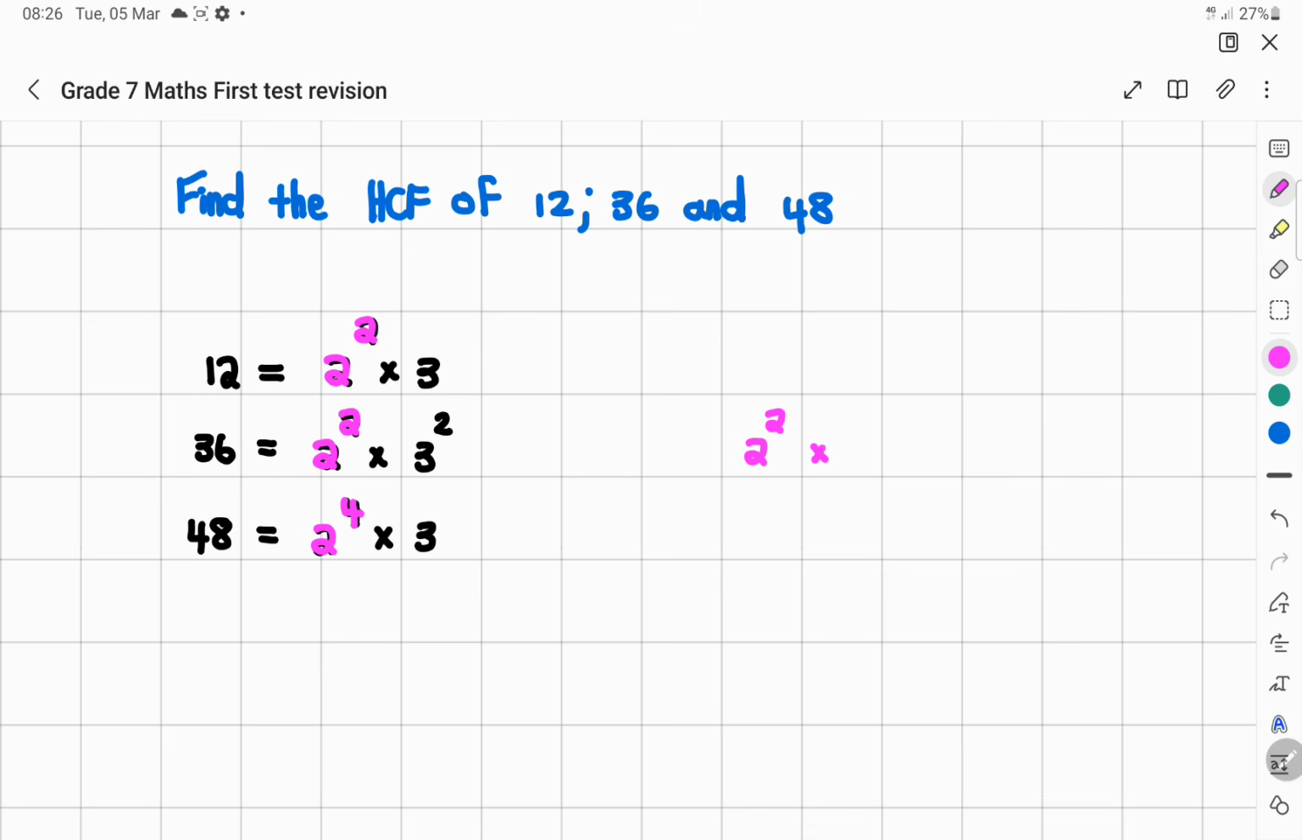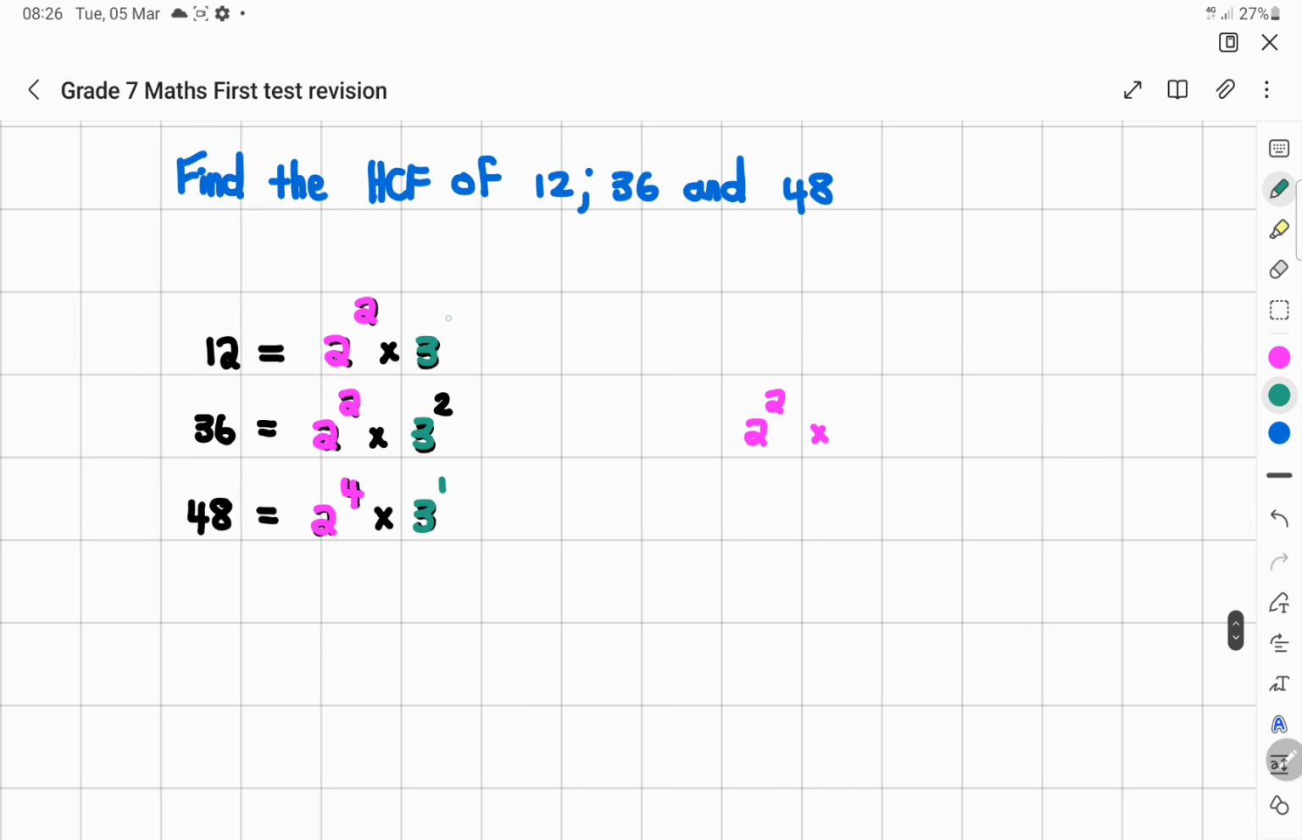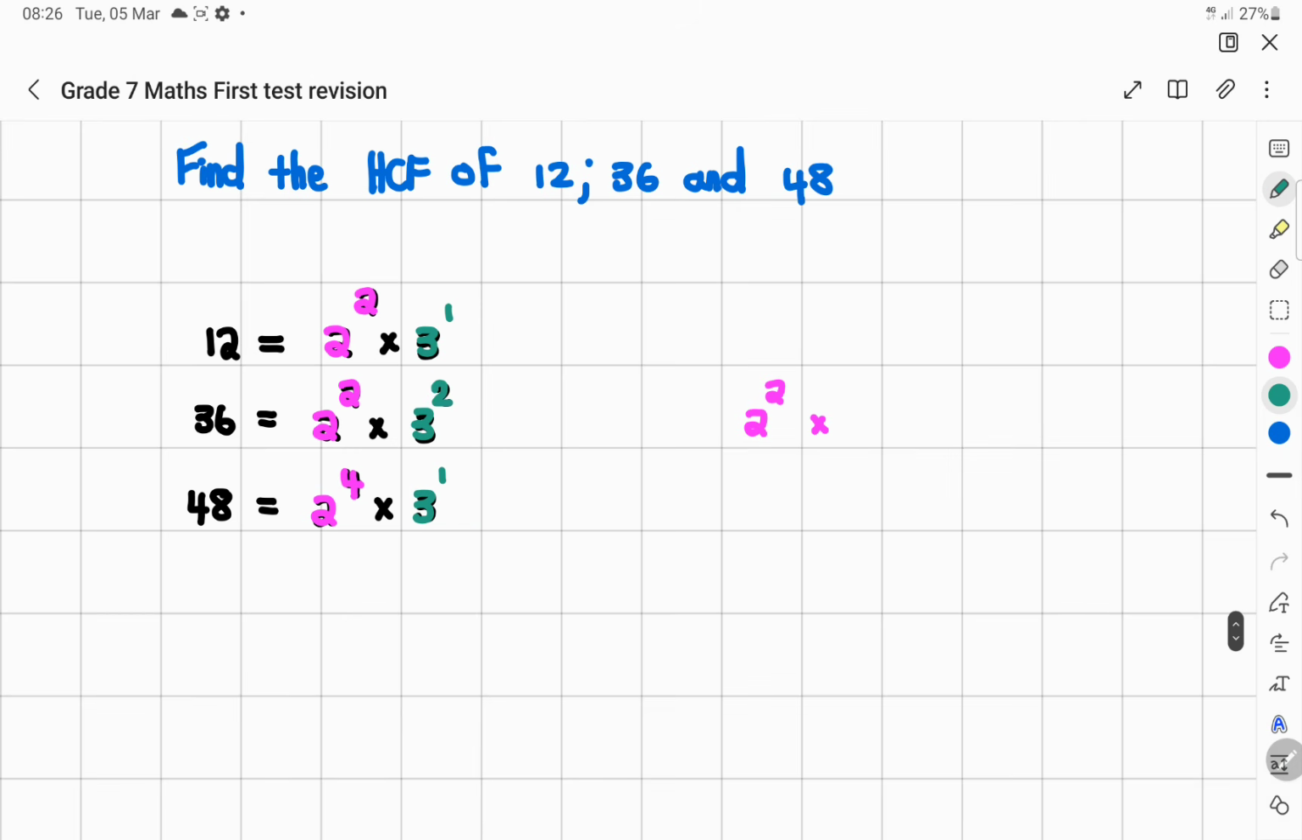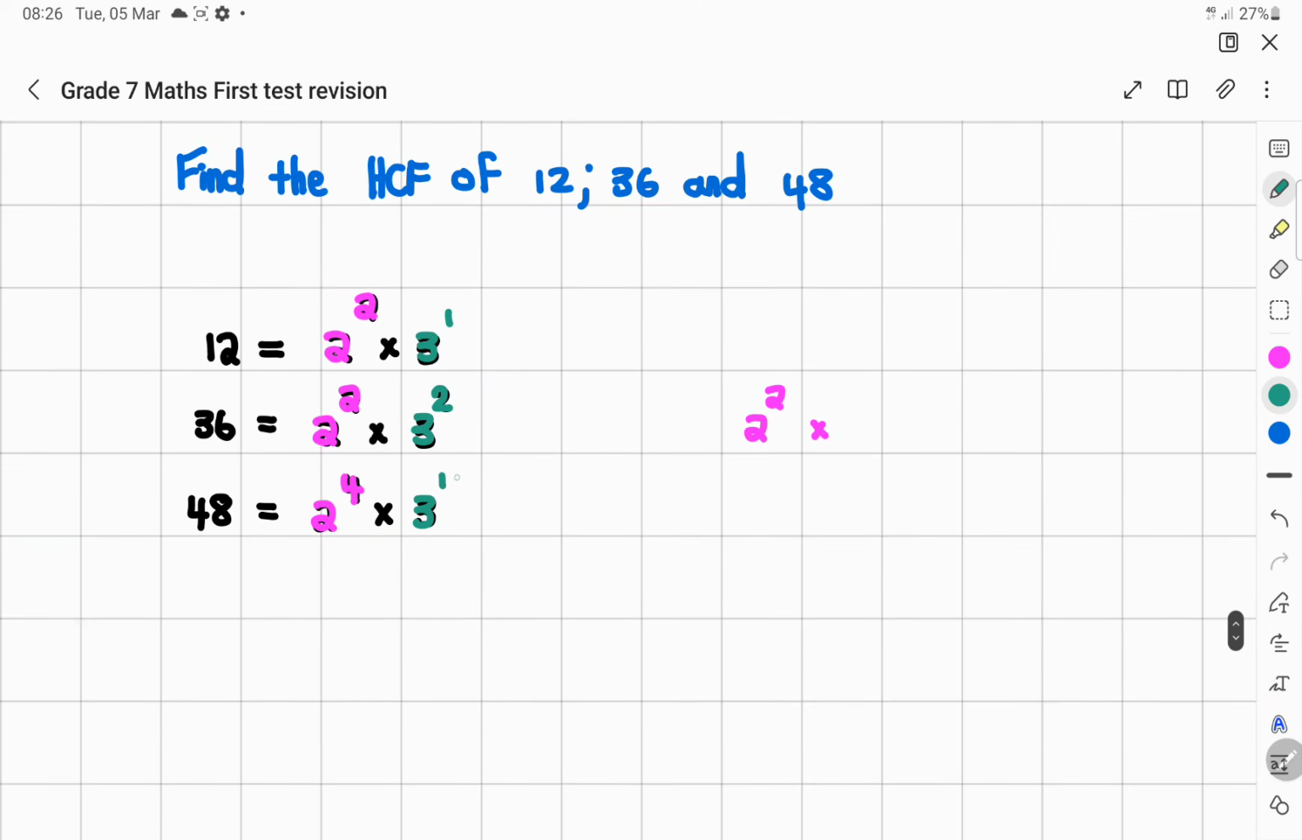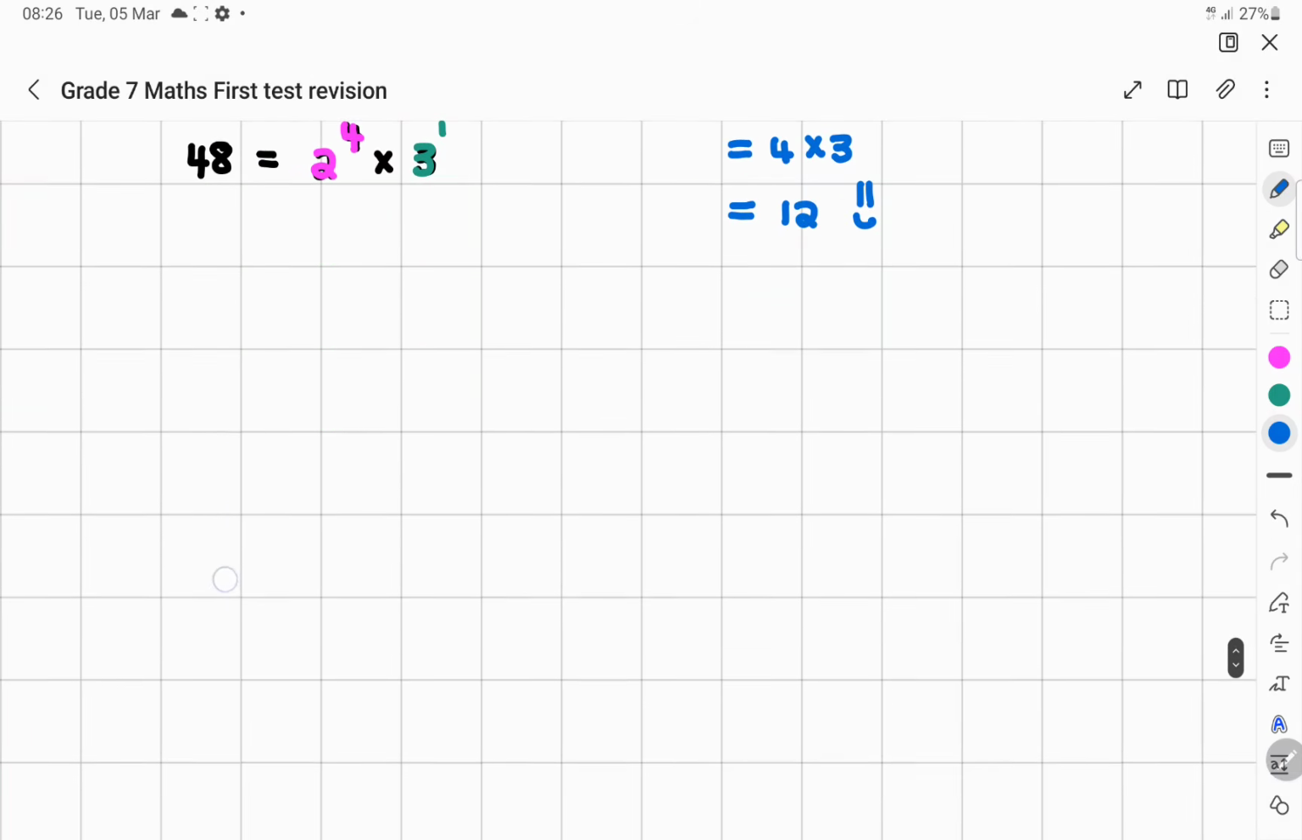Then we're going to times. Now can you see there's a 3 in all of them as well? There's a 3 and a 3. This one, if there's nothing, remember, is to the power 1. And there's a 2 to the power 2. So definitely the lowest is 3 to the power 1. So the HCF of 12, 36, and 48, you've guessed it, is 4 times 3, which gives you 12. Okay, happiness. Let's do one more.